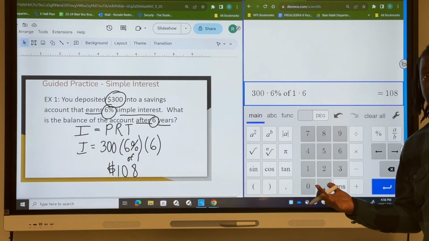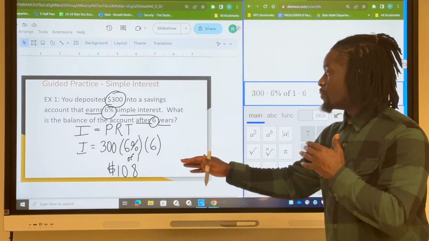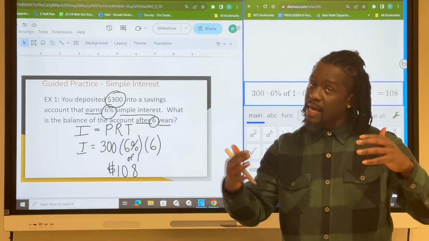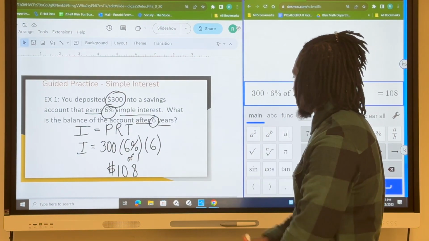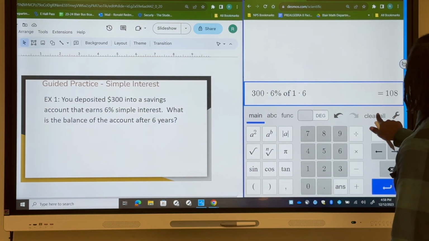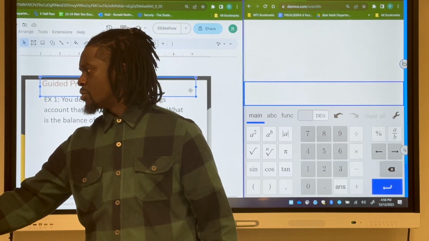It's as simple as that. You have a formula, and you will need to memorize it: I equals PRT. I like to party is a way that you can remember it. It's that simple. Let's move on to example number 2.